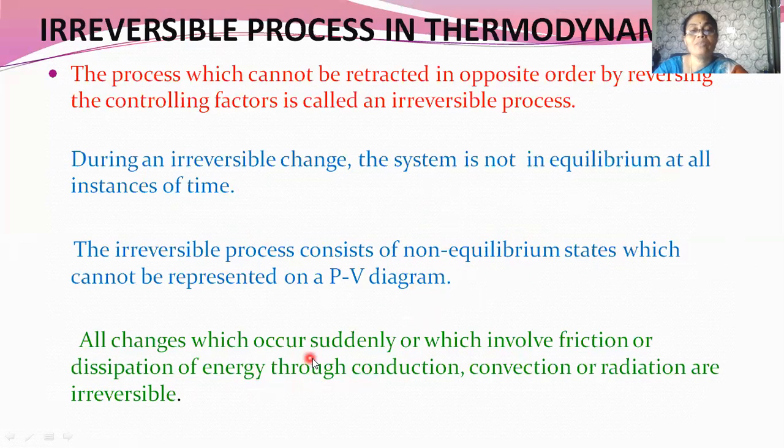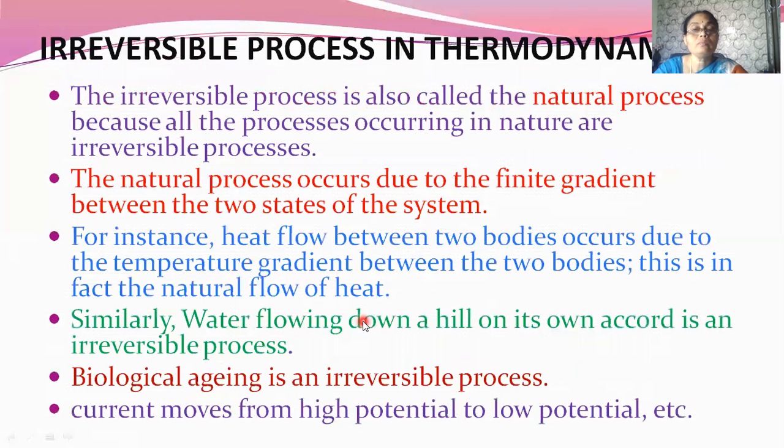All the changes which occur suddenly or which involve friction or dissipation of energy through conduction, convection or radiation are all irreversible processes. So irreversible process in thermodynamics. See, this irreversible process is also called the natural process because all the processes occurring in nature are irreversible processes. So the natural processes occur due to the finite gradient between the two states of the system.